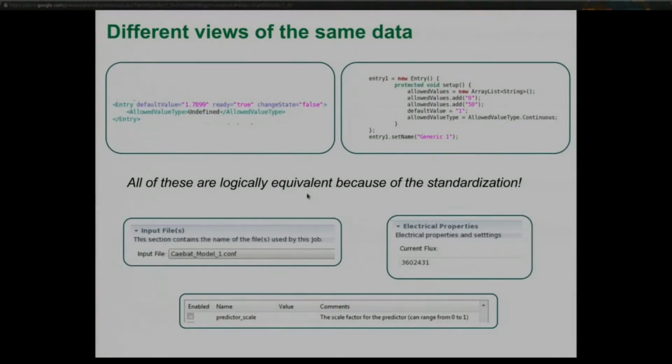So on the top left is some XML. On the top right is some Java. Those are logically equivalent to the same pieces at the bottom. And at runtime, based on what you tell us about that data, we change how it looks. For example, if you say, I just want a number, I just want the current flux, right? Something like that. That's a battery thing. Then that is in, if you look at the electrical properties box in the middle right, that's just a raw box where you put something in.